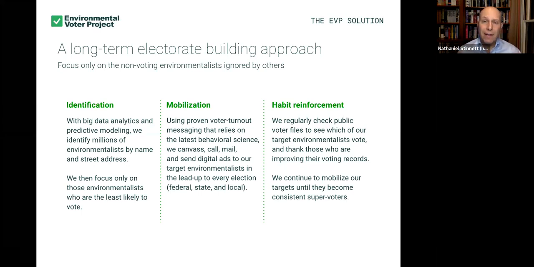And in order to do that, what we do is we go into states with lots of non-voting environmentalists, and whenever there's an election, local, state, or federal, we use it as an opportunity to improve people's voting habits. And we truly work year-round. We were active in almost 400 elections last year, an odd year when most groups were taking time off.